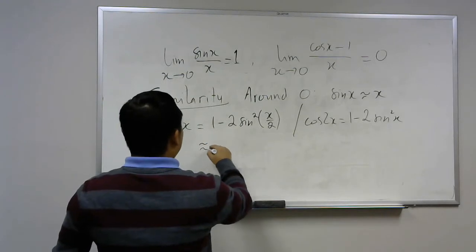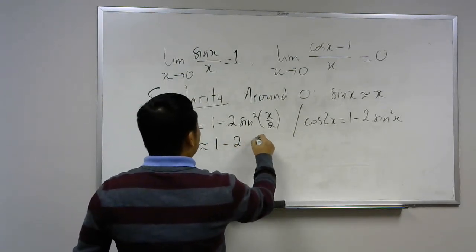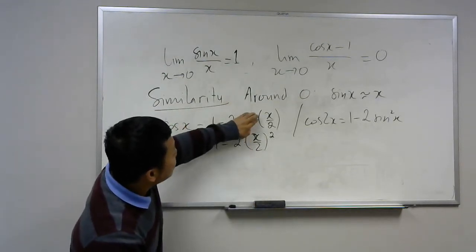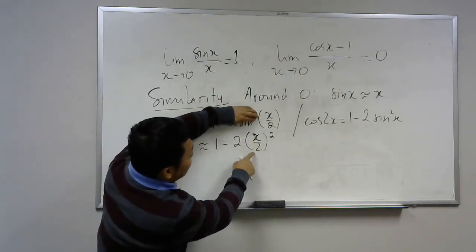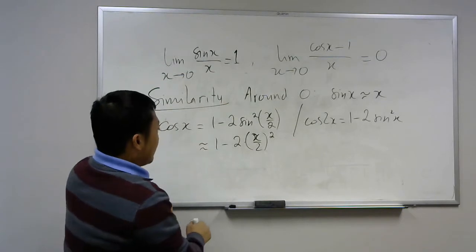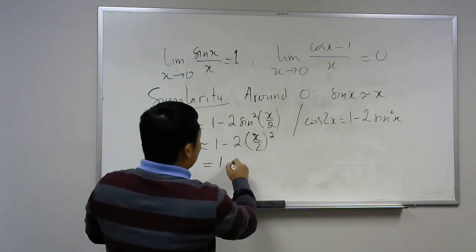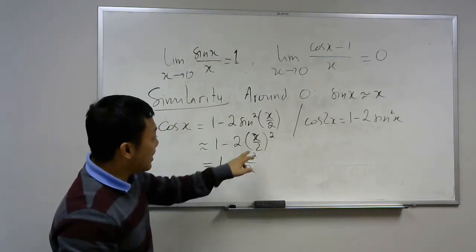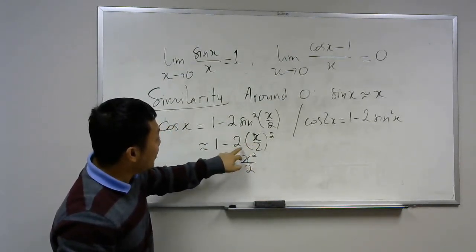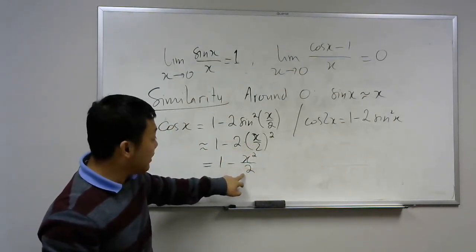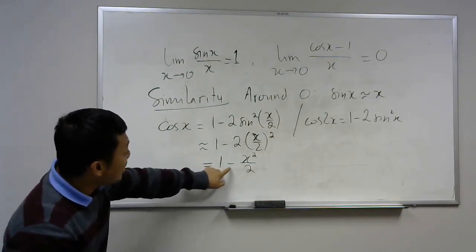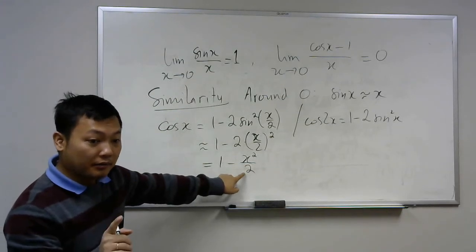So I said this is similar to 1 minus 2x over 2 squared, right? Because instead of sine of x over 2, I have x over 2 and then x squared, right? And this is nothing but 1 minus x squared over 2. Because x squared over 4, and 4 with 2, you simplify, you get 2 here. So what does it mean? That means cosine of x is similar to 1 minus x squared over 2 at 0.